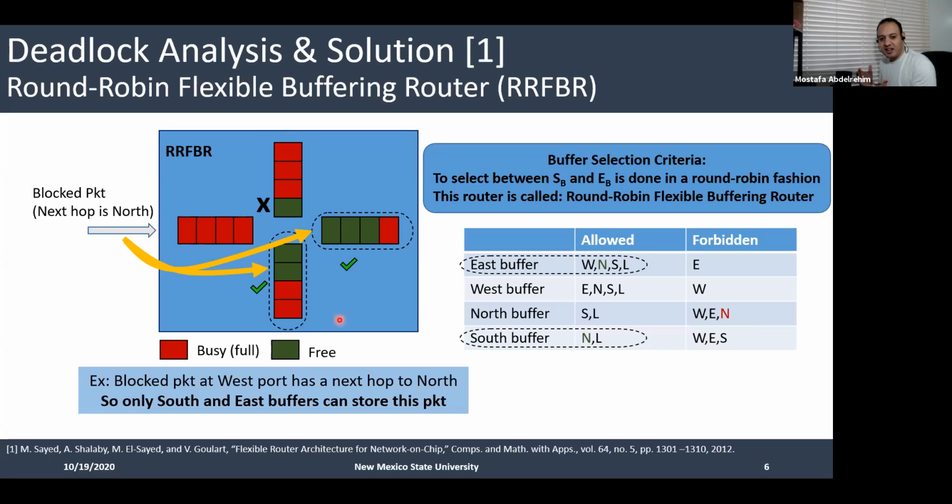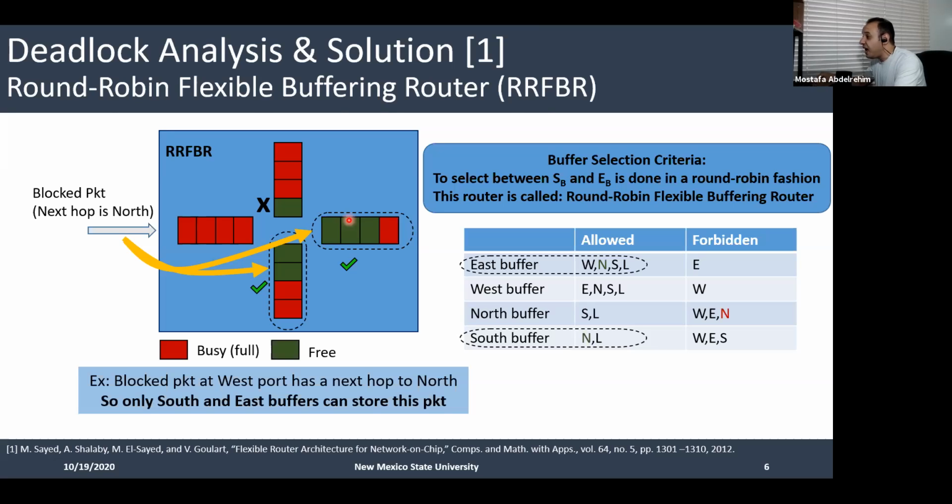Now, the question is how to choose between the east or south buffer, which one of these buffers I should choose. And the criterion they implemented there is actually round robin. That's why they call it round robin. So with round robin flexible buffering, based on the round robin, you choose one of them. For example, if you used the south buffer before, then you will choose the east buffer in that case, and so on.